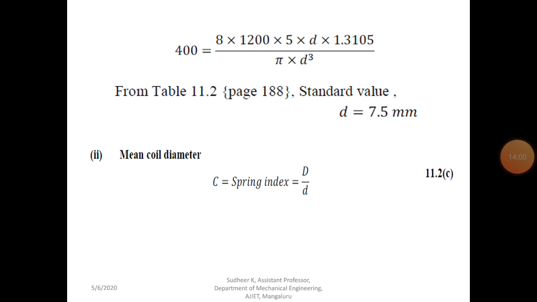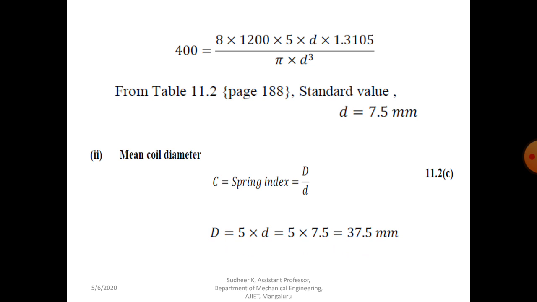Now you can calculate the second one, that is mean coil diameter. Once you get the small letter d, easily you will get capital letter D. There is a relation between capital D and small d, which is nothing but spring index. We already used this equation 11.2c, and you can find this equation on page number 169. The C value is given and the D value we need to find out, but for the small letter d you have to use the standard value 7.5. So we can find capital letter D, which is the mean coil diameter of the spring.